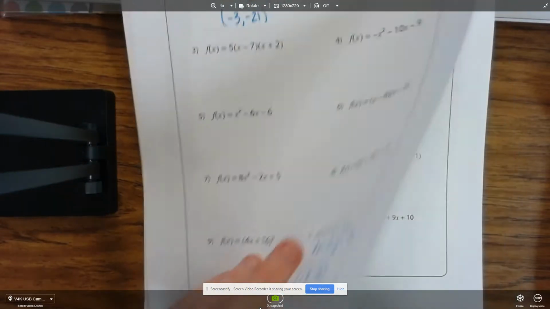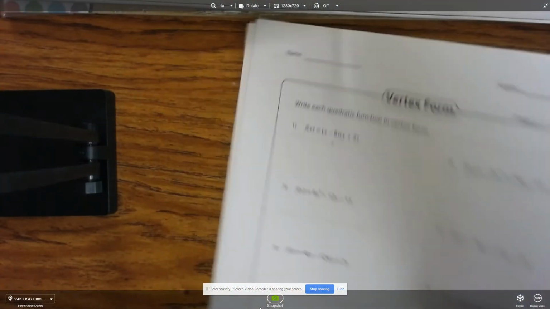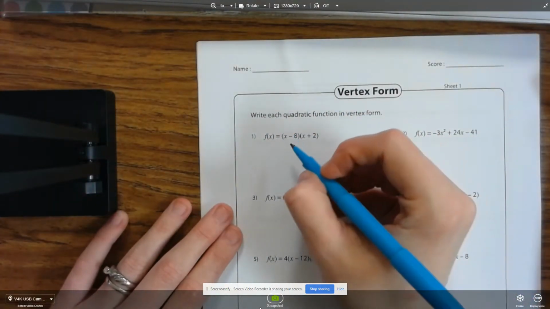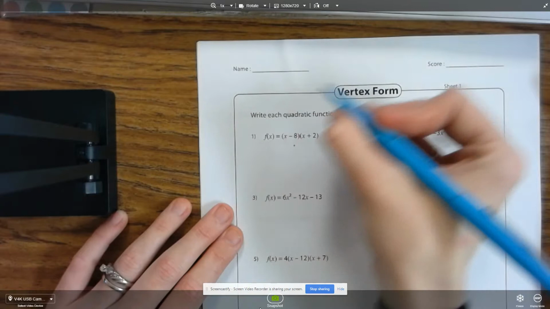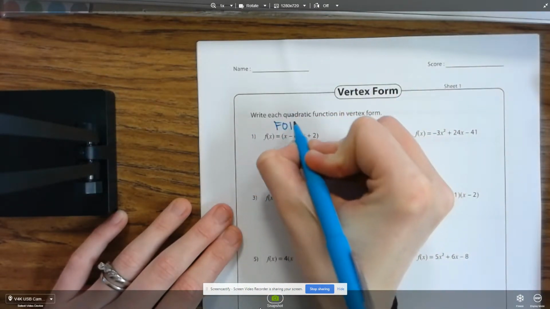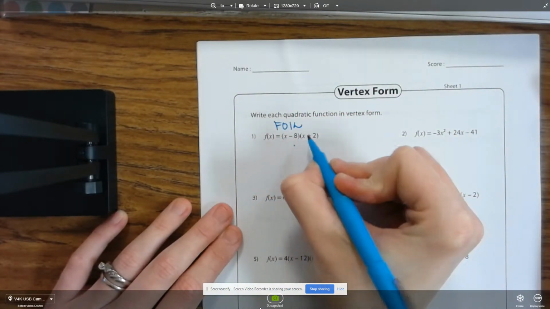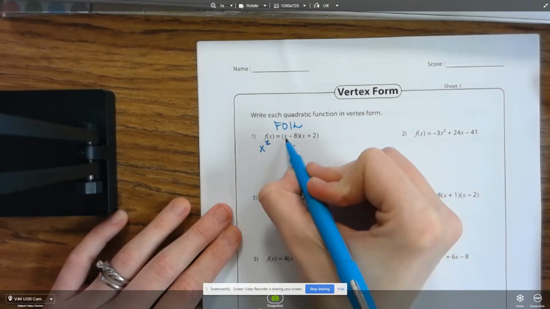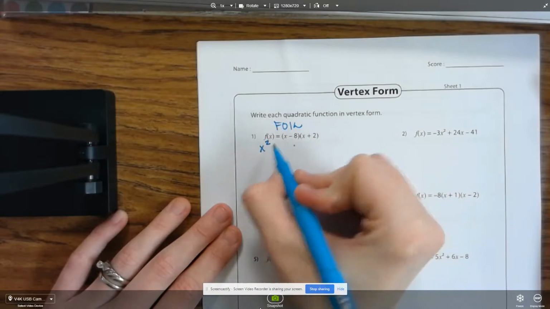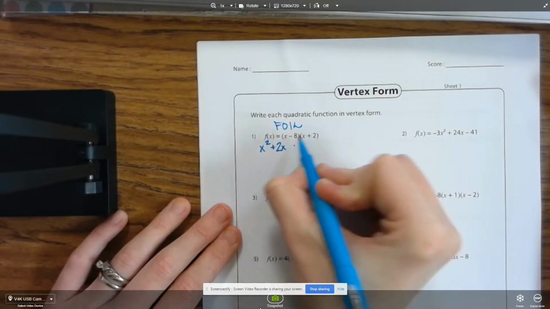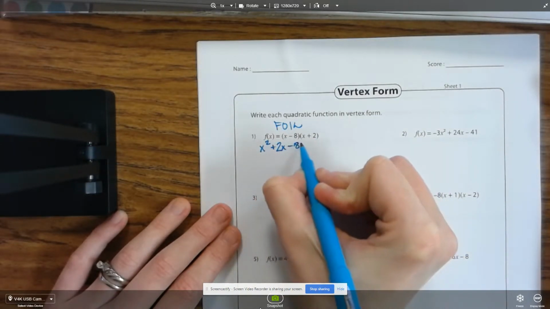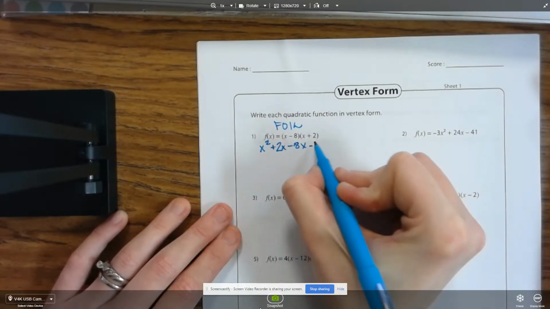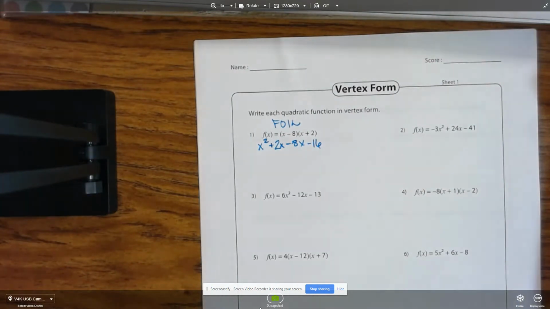And so the other thing I want to look at is writing quadratic functions in vertex form. So this one, we're going to go the long way around. We're going to do it by hand. So we're going to FOIL on this one. And so if I multiply the first, x times x, I get x squared. And then I can do the outside. So 2 times x, which would give me 2x. And then negative 8 times x, which is a negative 8x. And then negative 8 times a positive 2 gives me a negative 16.